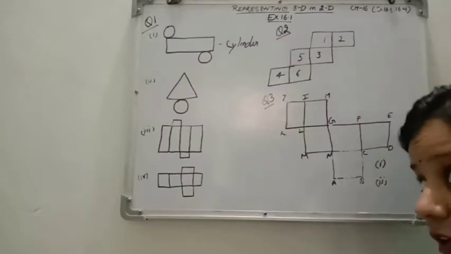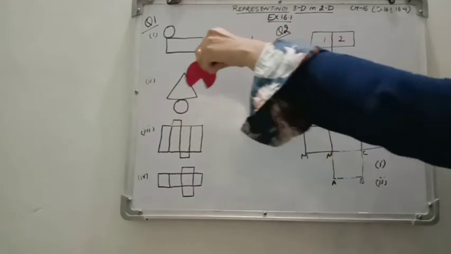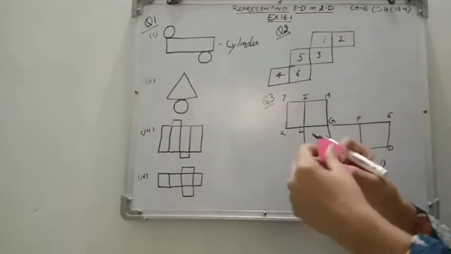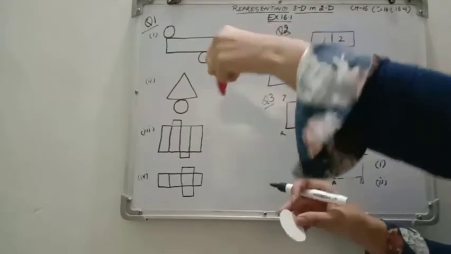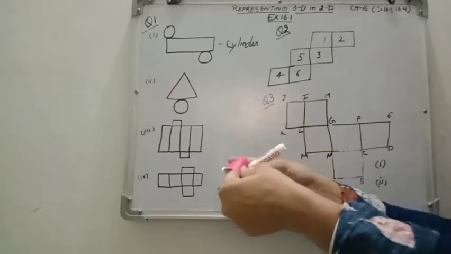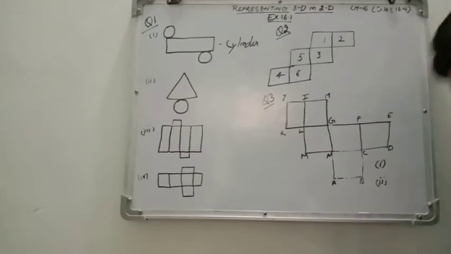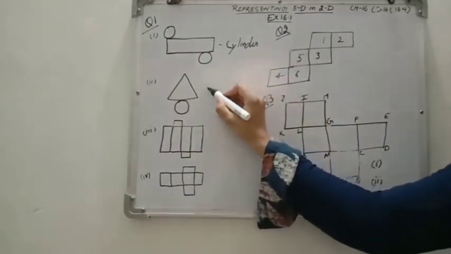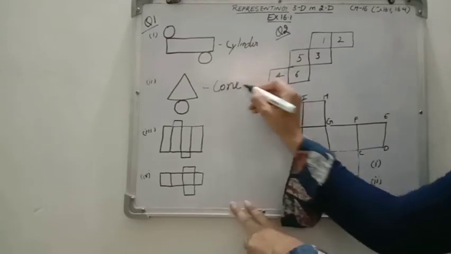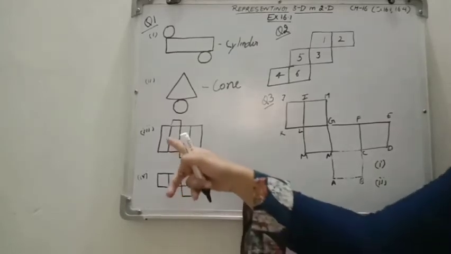See in the second figure, one cone shape is given to you like that and one circle is given to you like that. So what type of figure is this? If we take the example of paper, if we fold like that, it becomes a cone. Clear? So the net of this figure is a cone. Clear?